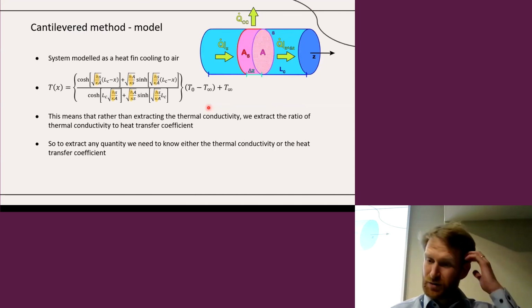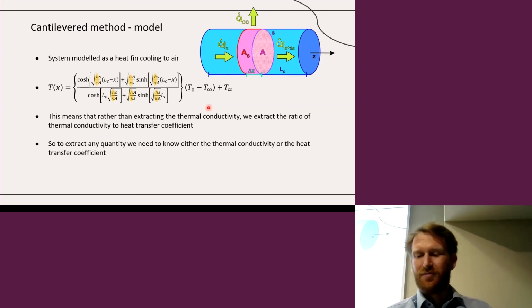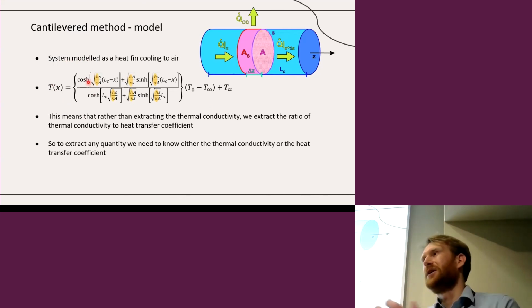Okay, so there's a model that you can use for that. But the problem with that model is that it depends on the ratio between the air cooling to transport through the wire. So you need to know one to extract the other.